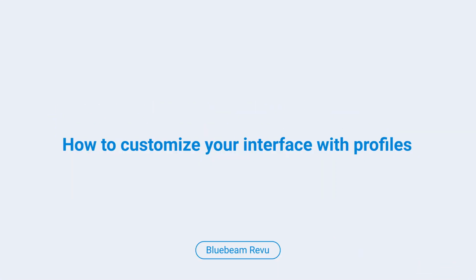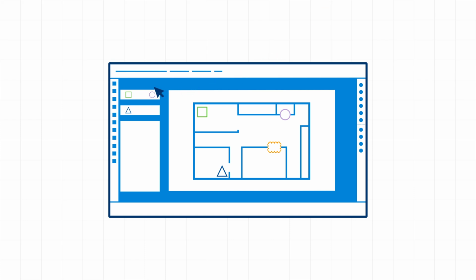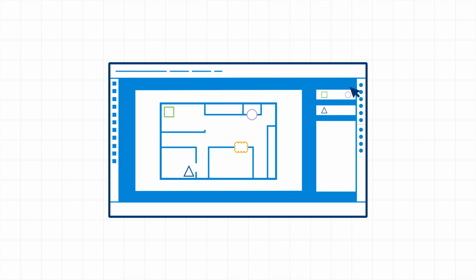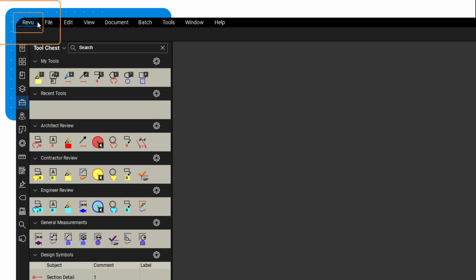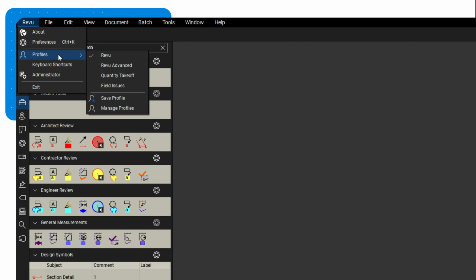How to customize your interface with profiles. In Revu, you can customize your interface to suit your workflow. You can save these settings to a profile and even share profiles with project partners. To access profiles, click the Revu drop-down menu and click Profiles.